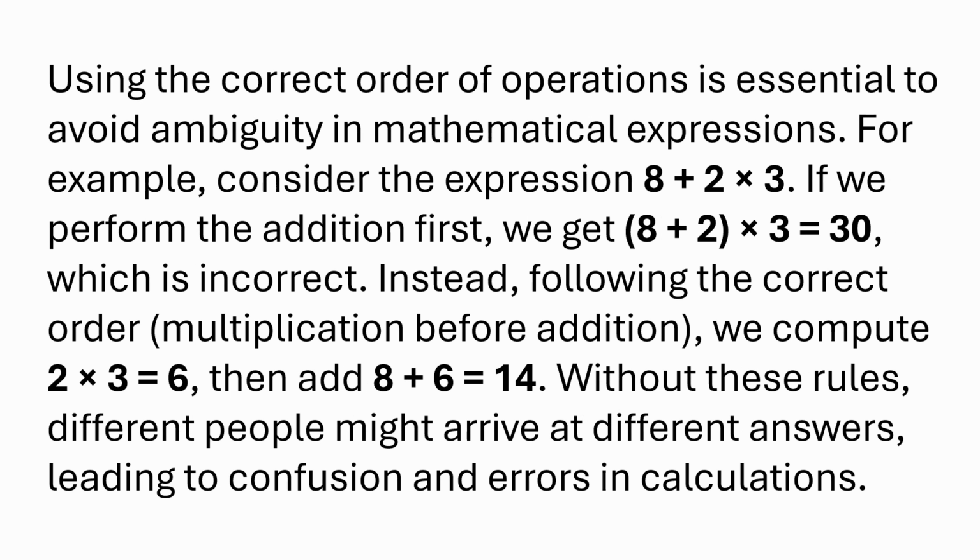Now, using the correct order of operations is really essential to avoid any ambiguity in mathematical expressions. For example, consider the expression 8 plus 2 times 3. Well, if we performed the addition first, 8 plus 2 is 10, times 3 is 30, which is incorrect. That is not the correct answer. Instead, if we follow the correct order, which is multiplication before addition, we compute 2 times 3 equals 6, and then we add 8 plus 6, and we get 14.